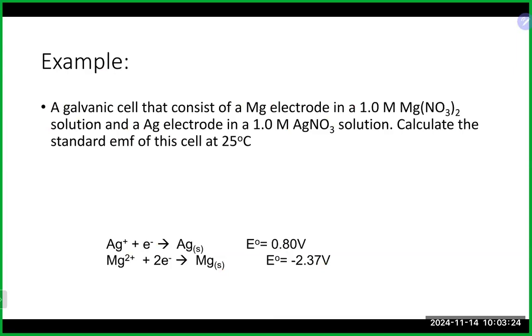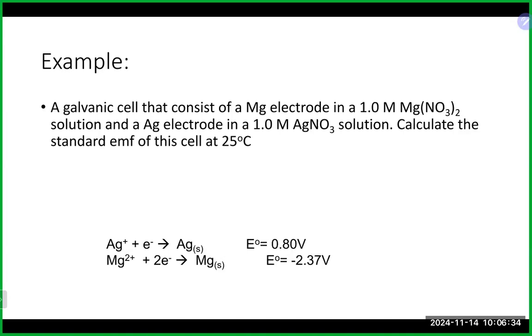All right, so I think we left off with this example, so why don't you give it a go. A galvanic cell consists of a magnesium electrode in 1 molar magnesium nitrate and a silver electrode in silver nitrate. Calculate the standard EMF of the cell, basically the cell voltage. Okay, so let's take a look.